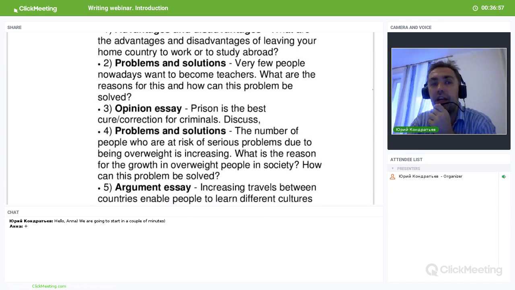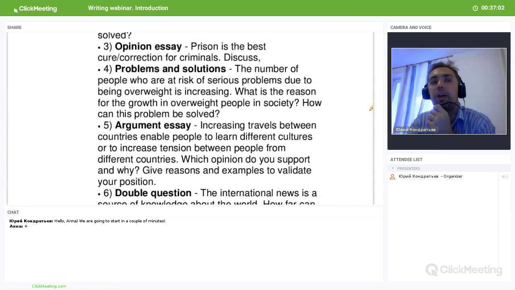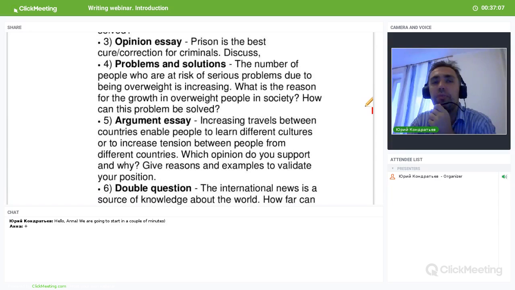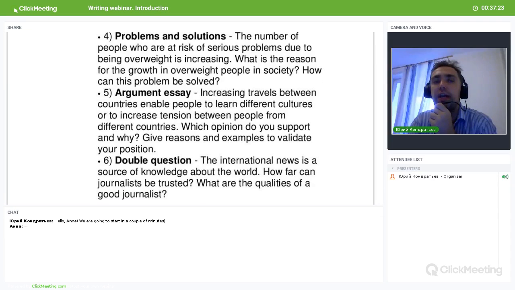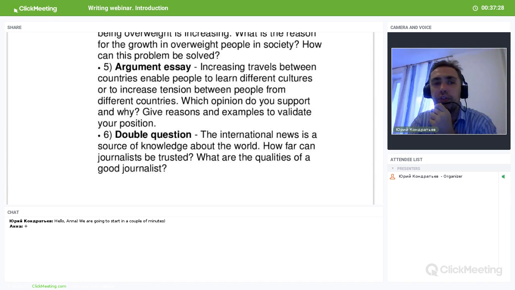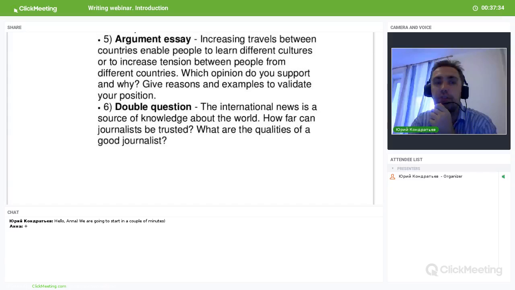Then it can be an opinion essay. Prison is the best cure or correction for criminals. Discuss. One more problems and solutions topic. The number of people who are at risk of serious problems due to being overweight is increasing. What is the reason for the growth in overweight people in society? How can this problem be solved? Then an argument essay. Increasing travels between countries enable people to learn different cultures or to increase tension between people from different countries. Which opinion do you support and why? Give reasons and examples to validate your position.